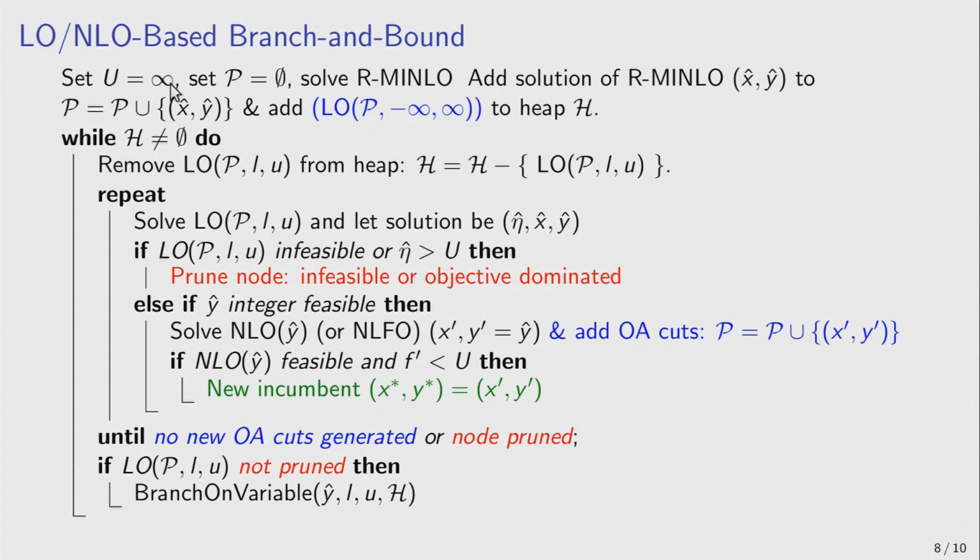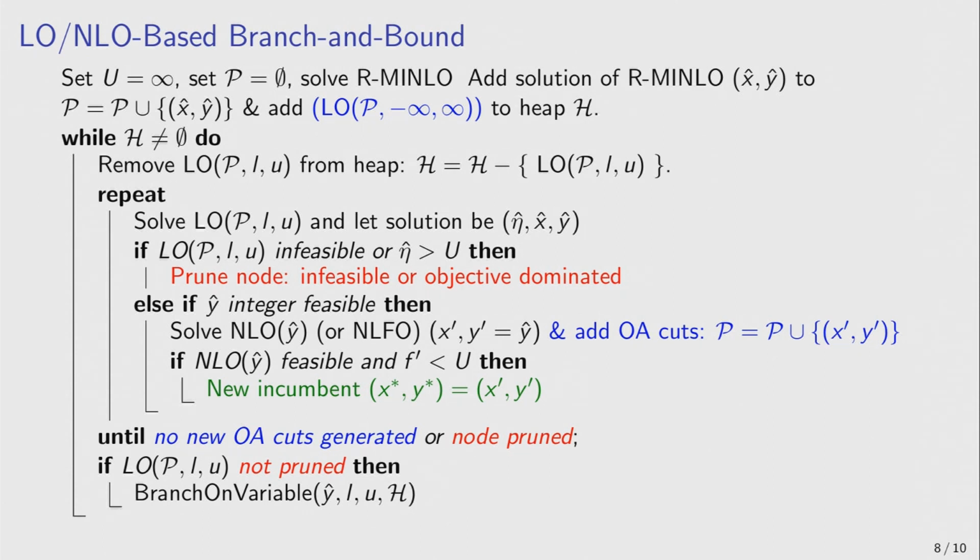So you need an upper bound. You keep track of your best solution. That's U. You have your set of points. Initially, there are no points, and you solve the relaxed mixed integer nonlinear programming problem, and then you add its solution to your set of points. So you start off by generating a set of hyperplanes around the relaxation, for example, of your mixed integer nonlinear optimization problem.